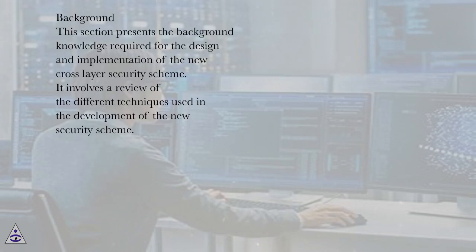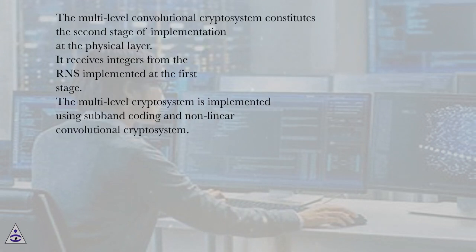Background. This section presents the background knowledge required for the design and implementation of the new cross-layer security scheme. It involves a review of the different techniques used in the development of the new security scheme. The multi-level convolutional cryptosystem constitutes the second stage of implementation at the physical layer.